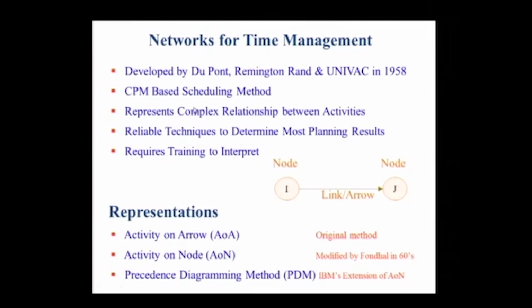Now when you take CPM, the nice thing is that when you compare it with a bar chart, one of the limitations you remember was that we could not represent relationships. Here you can represent relationships between activities. Number two, there is a certain mathematical background to the way CPM is done. The bar chart: did we have any analysis from a bar chart?